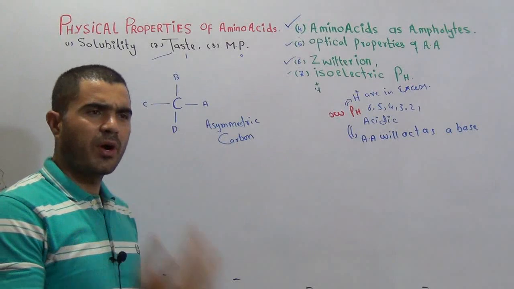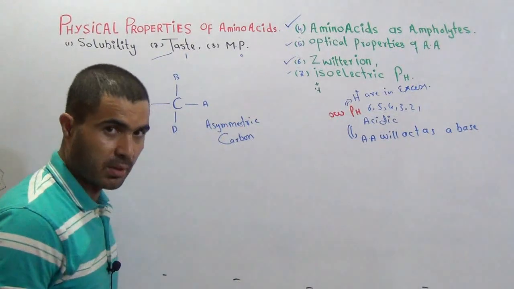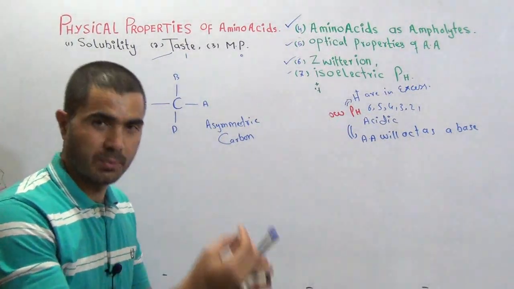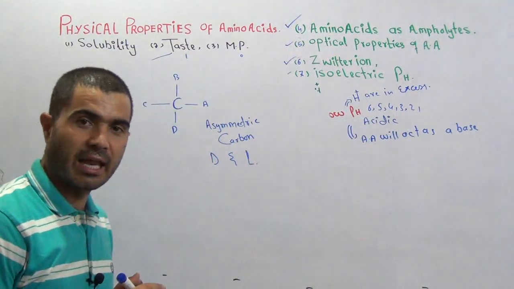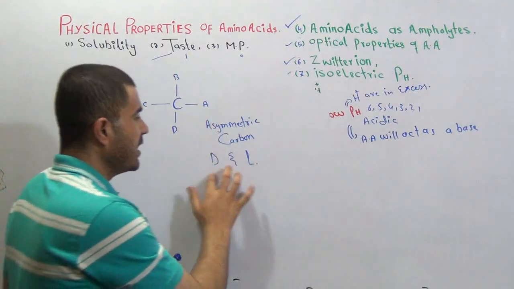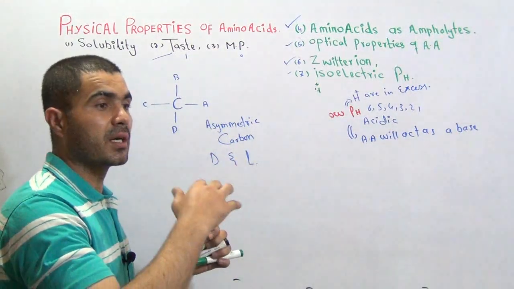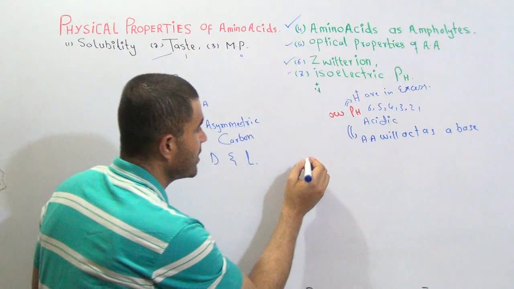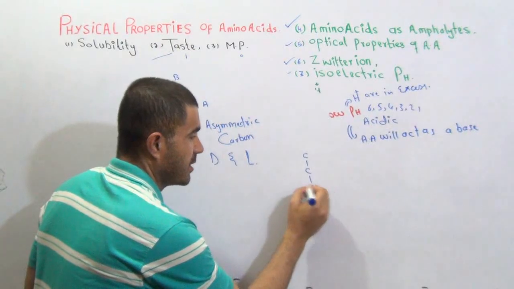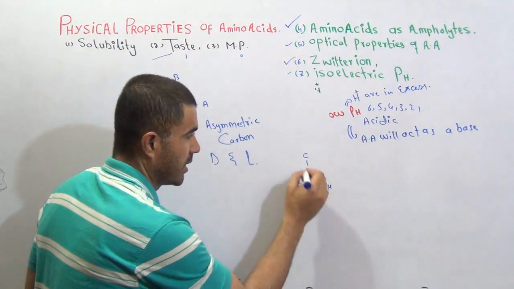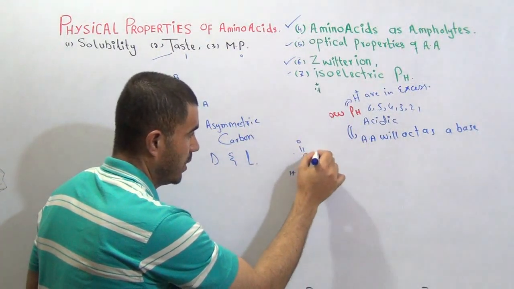Those compounds, whether carbohydrate or amino acid or protein, which contain an asymmetric carbon show optical isomerism, meaning D and L forms. The D and L forms of isomers are made by comparison with glyceraldehyde. In glyceraldehyde, there are 3 carbon atoms. The last carbon atom is CH2OH, and here H and OH. There is C double bond O and H.